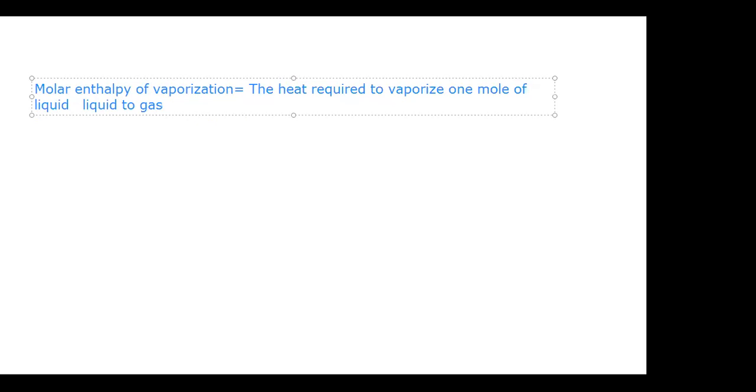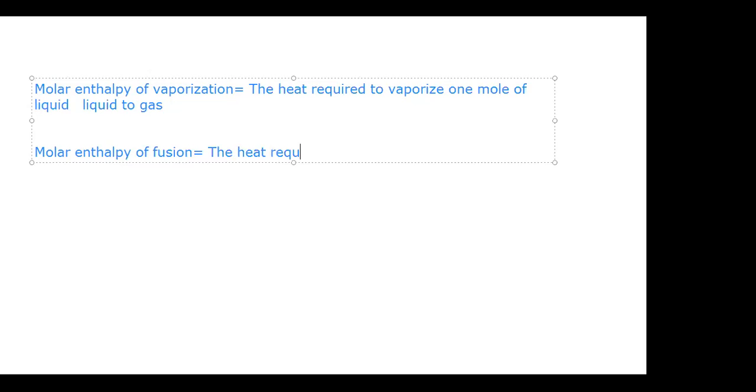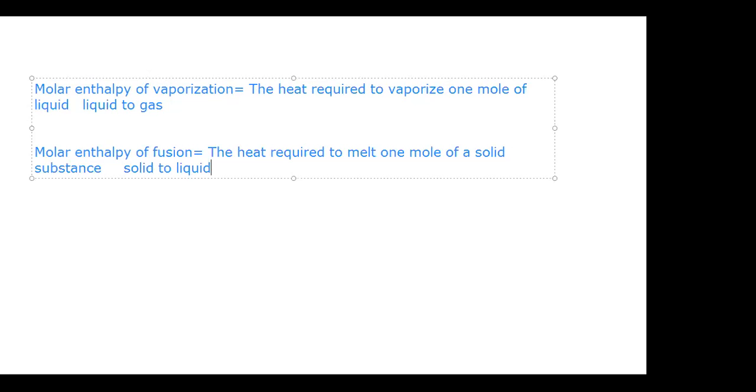And then you're going to have the molar enthalpy of fusion. This is essentially the heat required to melt 1 mole of solid into liquid. Molar enthalpy of fusion. This is the heat. Okay, and so this is going from solid to liquid. All right, so you have vaporization and then you have fusion.